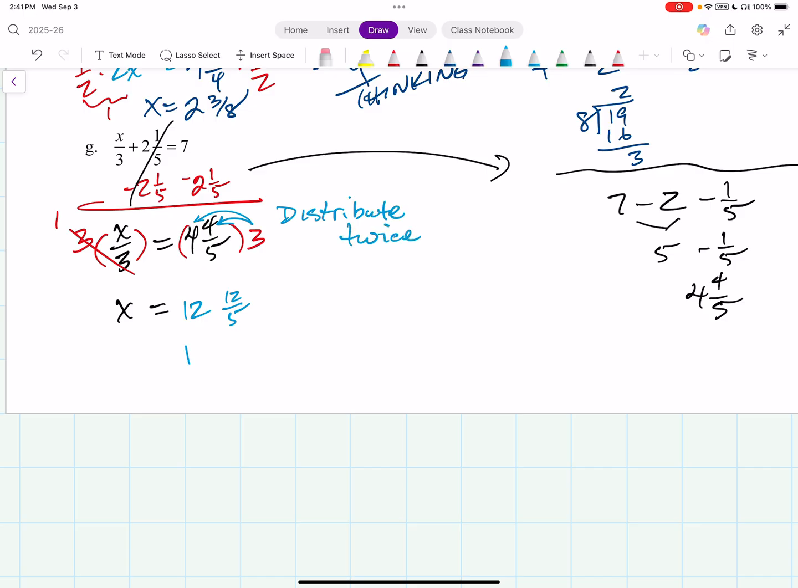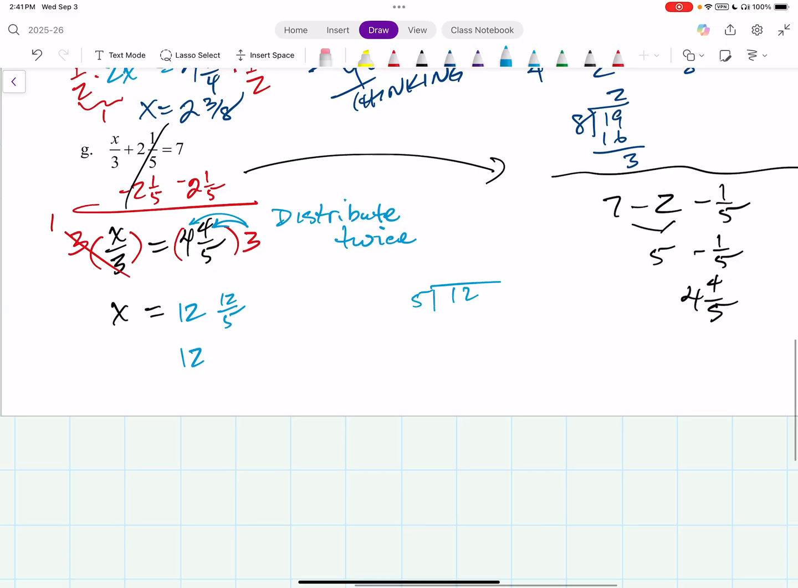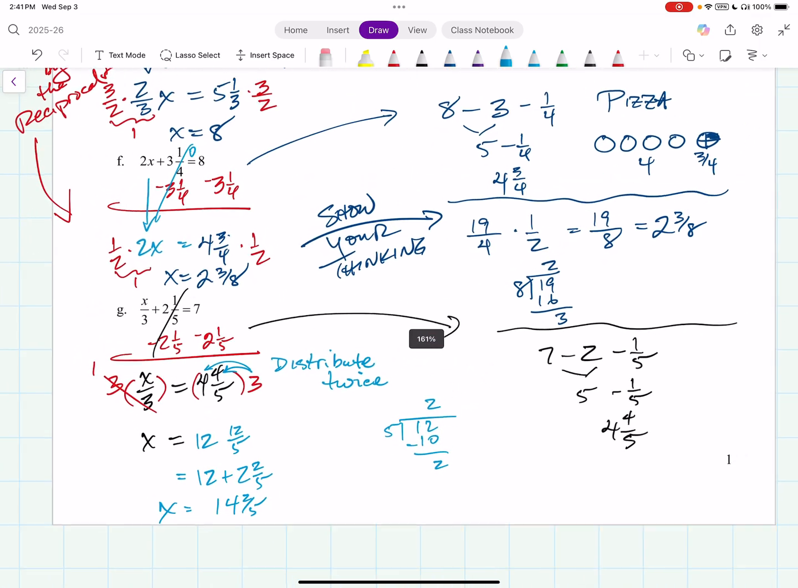All right, and then you have to simplify this improper fraction. 12/5 is 12 divided by 5, goes twice. Remainder 2, so 2 2/5. So 12 plus 2 2/5 gives you 14 2/5. Obviously, 12 plus 2 is 14. And there you go. And that, my friends, is the entire quiz.